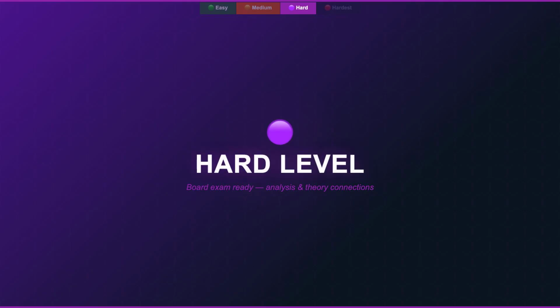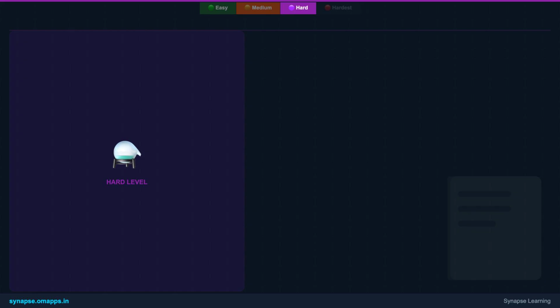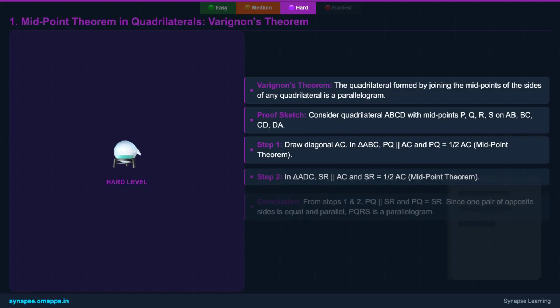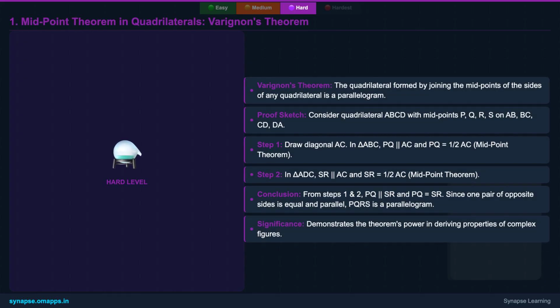Ready to elevate your understanding? We are now going to connect the midpoint theorem to quadrilaterals and explore its role in more complex geometric proofs. The midpoint theorem truly shines when applied to quadrilaterals. A remarkable result is that if you take any quadrilateral, no matter its shape, and join the midpoints of its sides in order, the figure you form will always be a parallelogram.